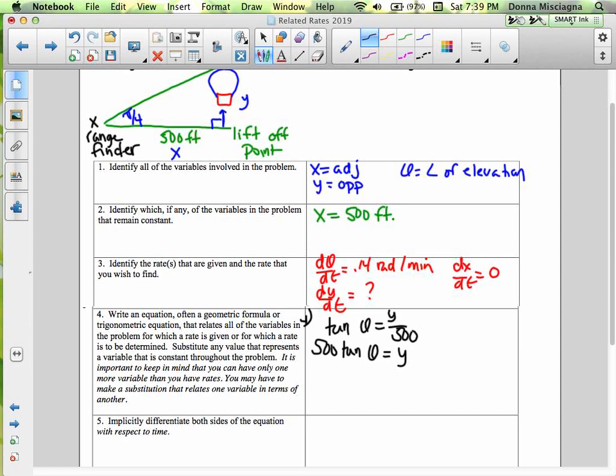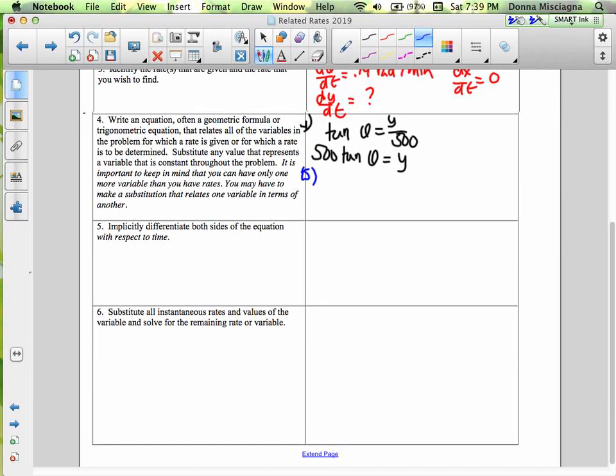All right, so now let's take the derivative. We're up to step 5. And I'm going to scroll this page up a little bit because it'll be a little easier for me. So the derivative of 500 tangent theta would be 500 secant squared theta d theta dt, right? This would be a chain rule. So we have to take the derivative of theta with respect to time. Equals dy dt. Oh, look at that. Our dy dt is already isolated. So now we just need to plug in some values.